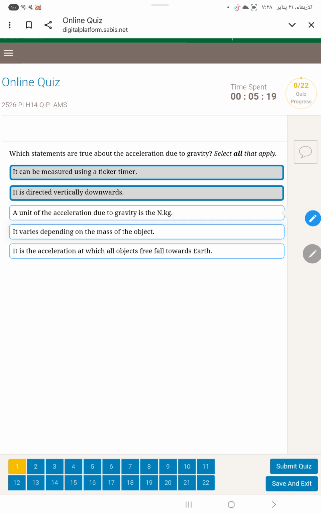It varies depending on the mass. No, it doesn't change because it's constant, which is 9.8 meter per second squared or Newton per kilogram. It is the acceleration at which all objects free fall down the earth. This is correct. Question number 2.